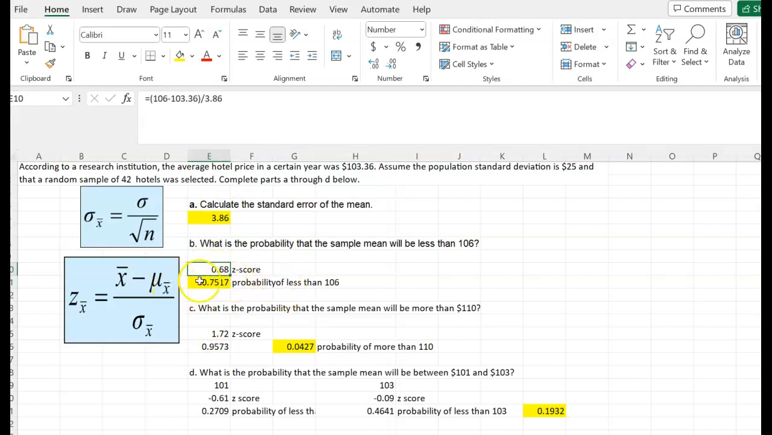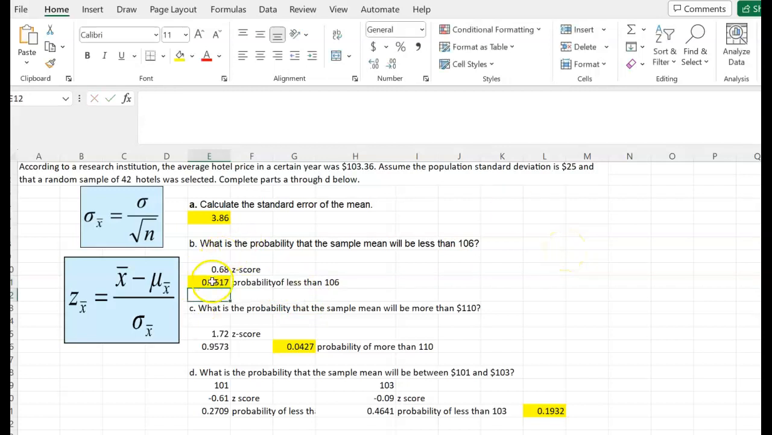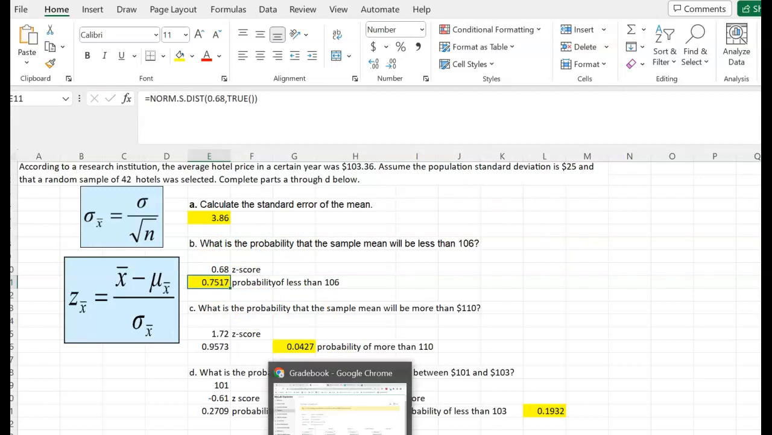You use that z-score to get your probability, and the formula here is NORM.S.DIST. Your z value is 0.68, comma, cumulative true, because we want it to be all the way up to 106. We want it to be cumulative. If we want to know the probability that it's equal to 106, you would put false here, because you wouldn't want it to be cumulative. So your probability of less than 106 is 0.7517.